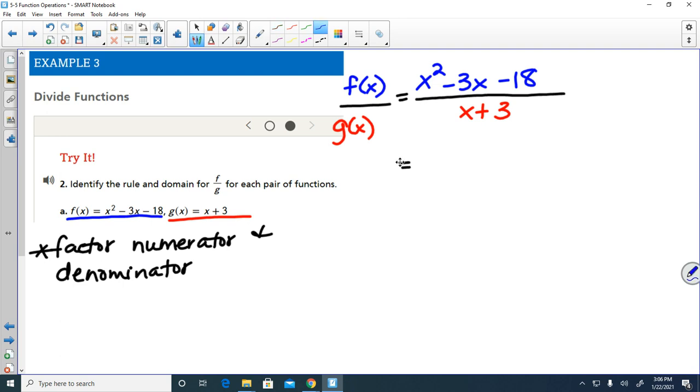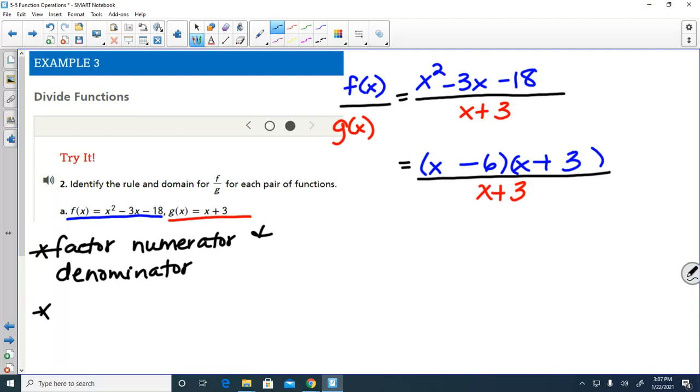So let's see, the numerator, x. Let's see, I can do a 6 and a 3. Make the 6 negative and the 3 positive. Let me just double check. Negative 6 times 3 is negative 18. Negative 6x plus 3x gives me negative 3x. Okay. Factoring. The denominator doesn't really factor. Okay, so factor the numerator and denominator. Then you're going to divide out common factors.